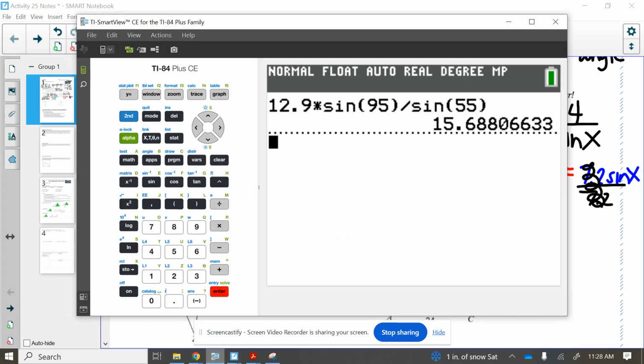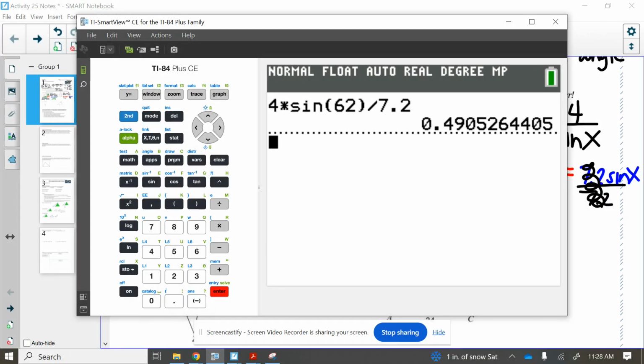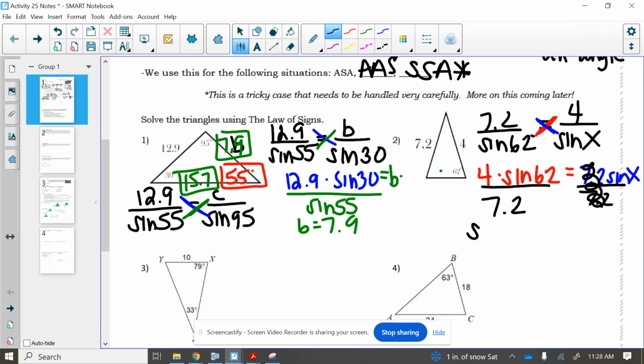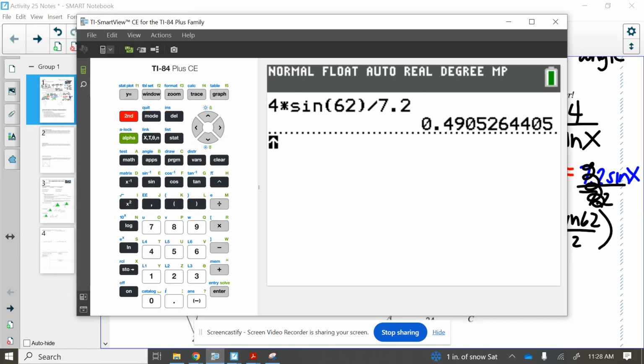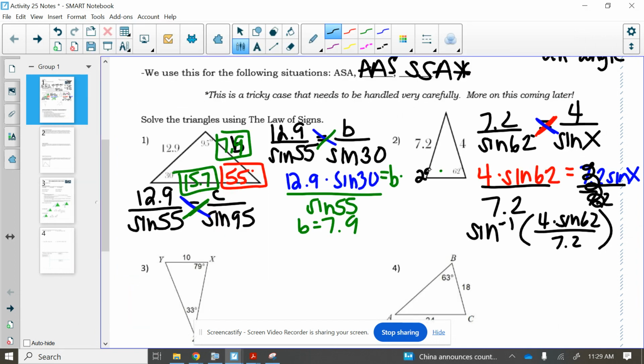So what we're going to do is when we type this in the calculator, we have, again, 4 times the sine of 62 degrees, divide that by 7.2, and notice it's this decimal number. That, again, is not the value of the angle. What we can do then is sine inverse that decimal value, and we are able to then actually get what the angle is. So you can either type it in as sine inverse, and then since we already typed that in, I like to hit second negative sign to plug that answer in. We get about 29.4 degrees as our answer there.